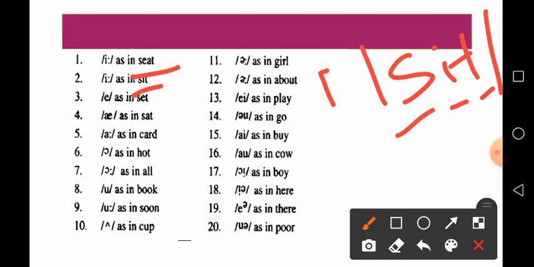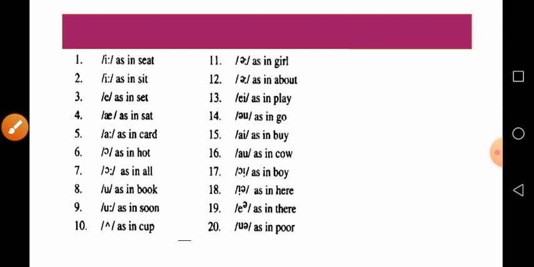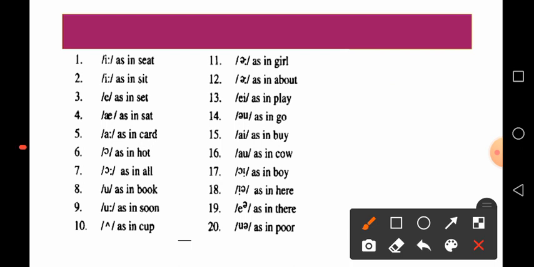So, there are 5 long vowels, 7 short vowels and 8 diphthongs. So, there are totally 20 vowel sounds in English. In the first, this is pronounced with a long vowel, seat; the second is with a short vowel, sit.